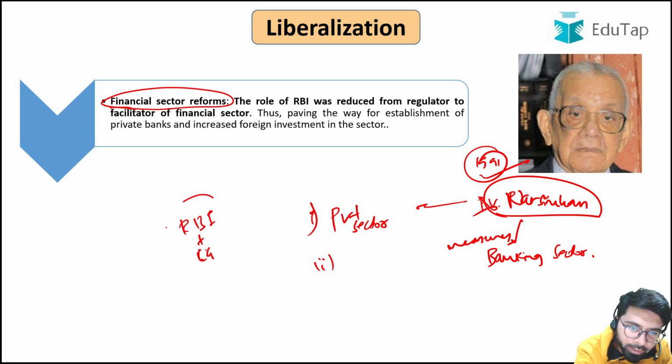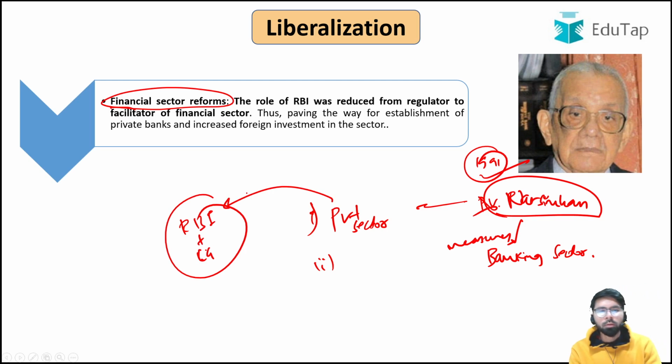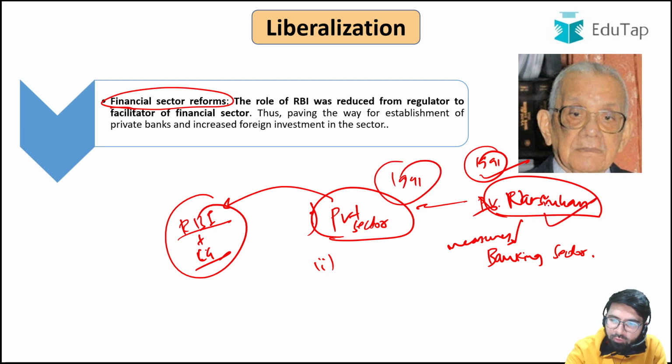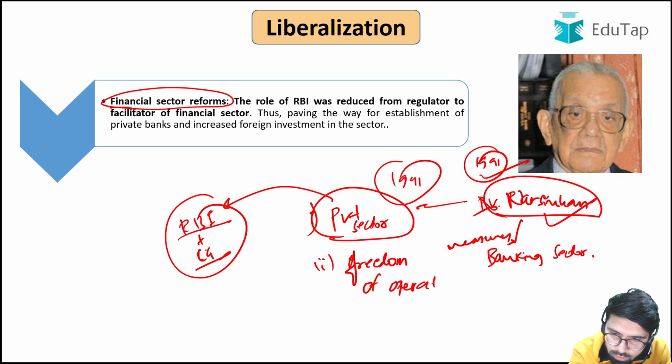So the banking sector was completely controlled by the RBI and the central government, which was freed up by allowing the private sector into it, free of competition, in 1991, on the recommendations of the Narasimhan Committee. And apart from that, freedom of operation was given to the banking sector.